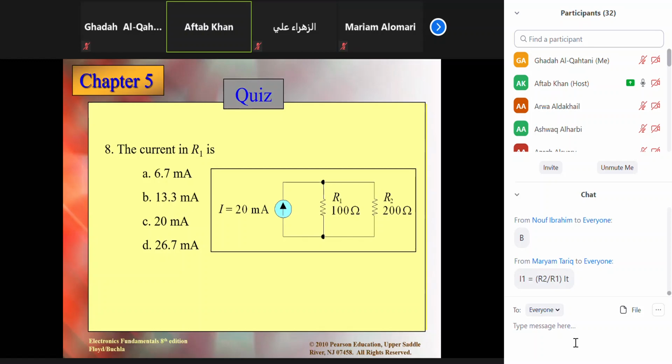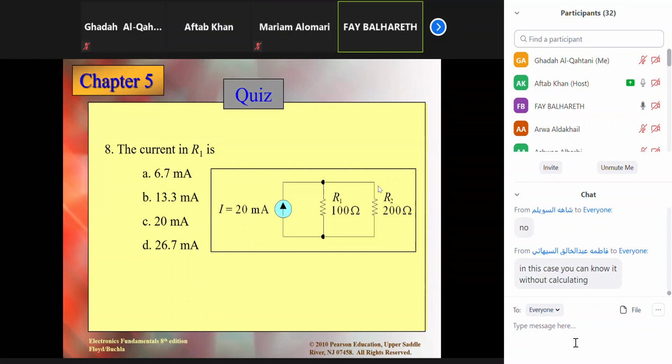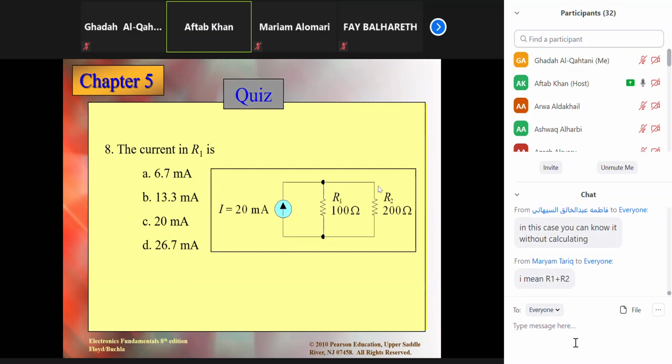Okay, which formula is this? Is this a new formula? Mariam, check your formula. It is R2 over R2 plus R1 multiplied by I total. Yeah, so Yani, you should write R2 over R1 plus R2, Mariam. Okay, so this is R1. Yeah, no problem. So we learn from our mistakes, so I believe we should make mistakes.